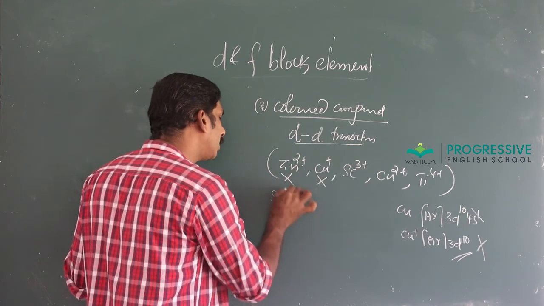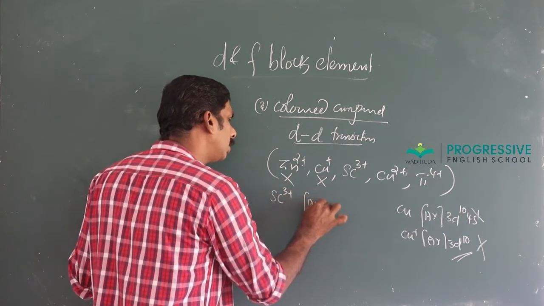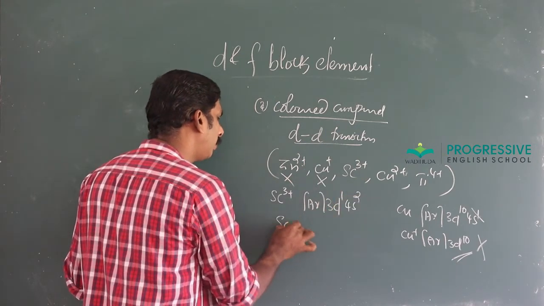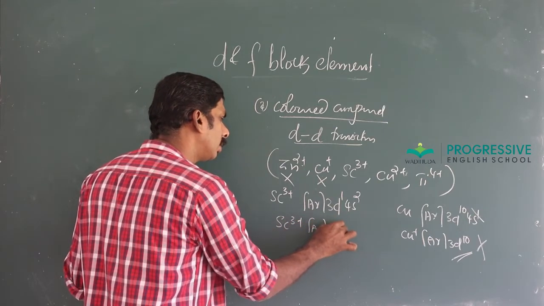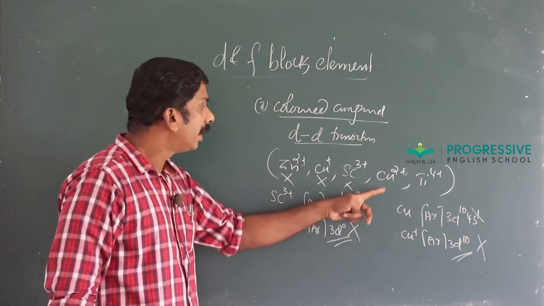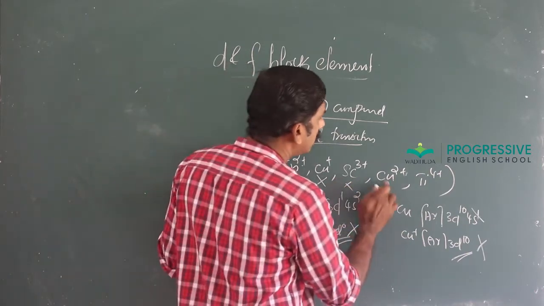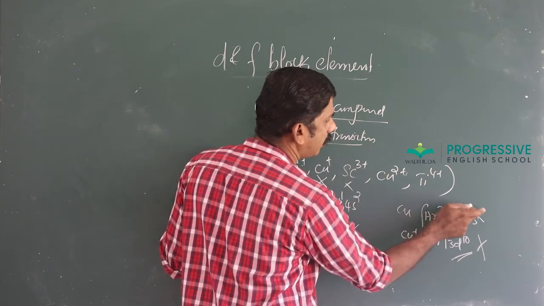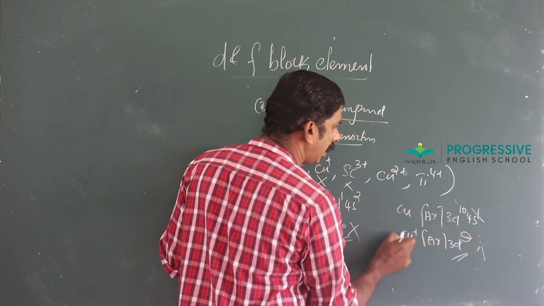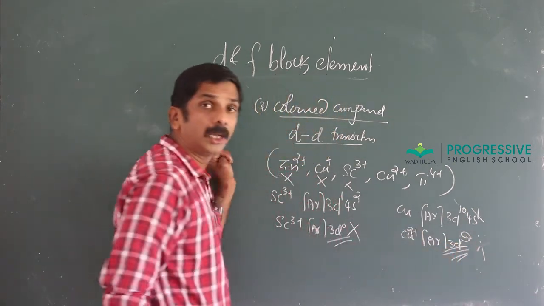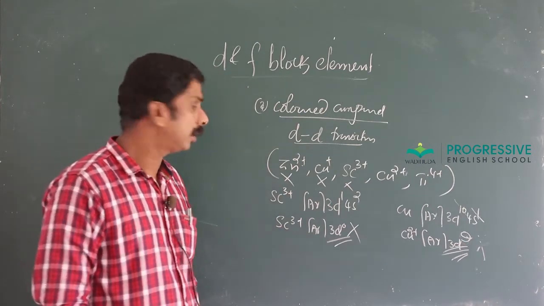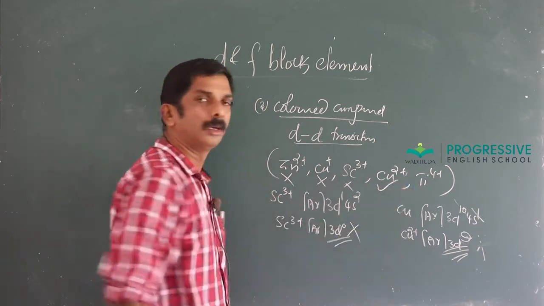And next is Sc3 plus, that is argon core 3d1 4s2. Sc3 plus means argon core 3d0, d0 again colorless. Next is Cu2 plus. Cu configuration is 3d10 4s1, and Cu2 plus means it becomes 3d9. d9 is partially filled. There is a chance for d-d transition, and Cu2 plus is colored.